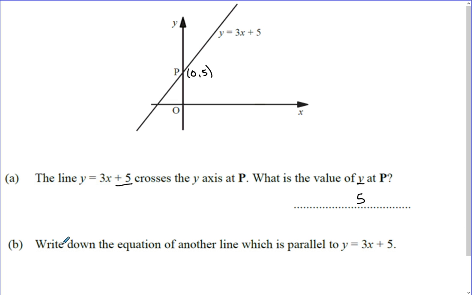If they ask you, write down the equation of another line which is parallel to y equals 3x plus 5, then you can just make it up. As long as you've got y equals 3x, you just put anything there. Yeah? Okay? Because you know those 2 lines will be parallel because they've got the same gradient. Okay? As easy as that.